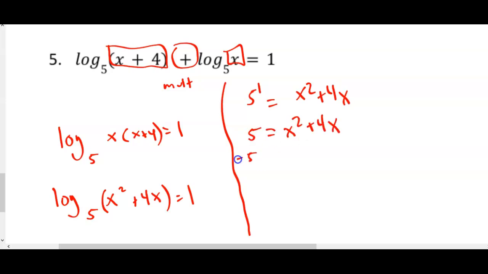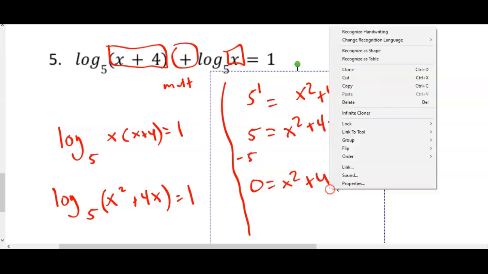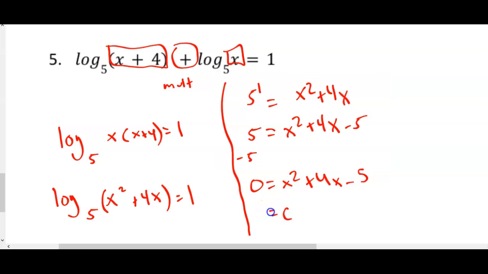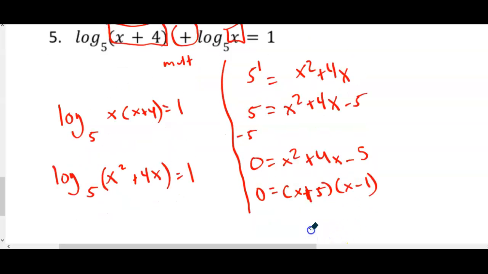And I'm going to subtract 5 on both sides. So 0 equals x squared plus 4x minus 5. And we need to factor that now. And we get x plus 5, x minus 1. And when you set each one of those equal to 0, you get x equals -5 and x equals 1.